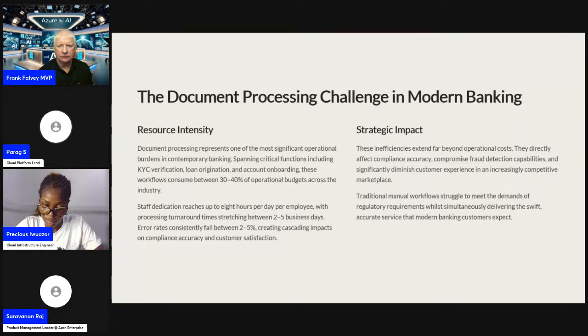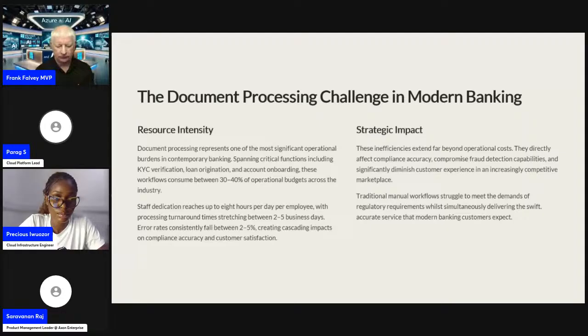And usually it takes around 30 to 40% of operational budgets across the industry. You need dedicated staff just doing that over and over again, going over all those documents to make sure they are at appropriate accuracy. But again, with human nature, there is always a chance of some errors. So usually the error rates in this case are around 2 to 5%, and that can have cascading impacts on compliance accuracy, customer satisfaction, etc.